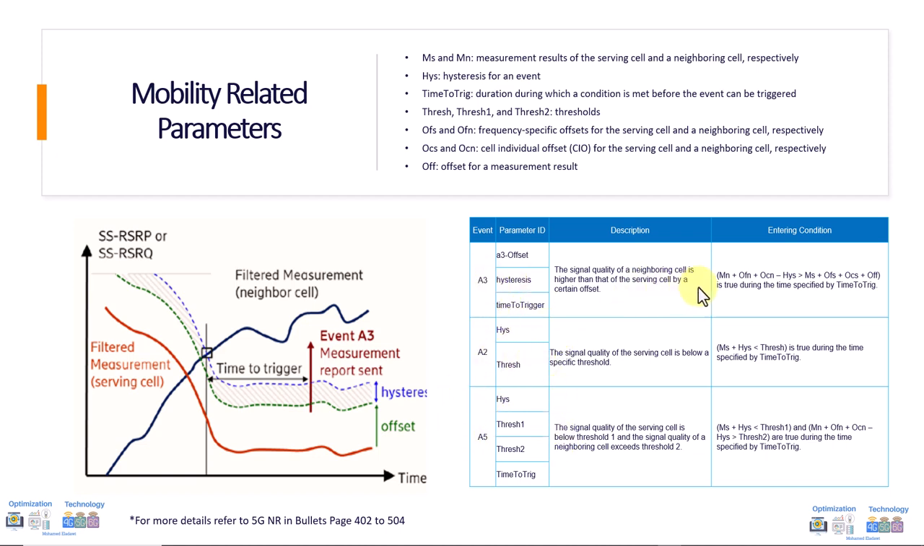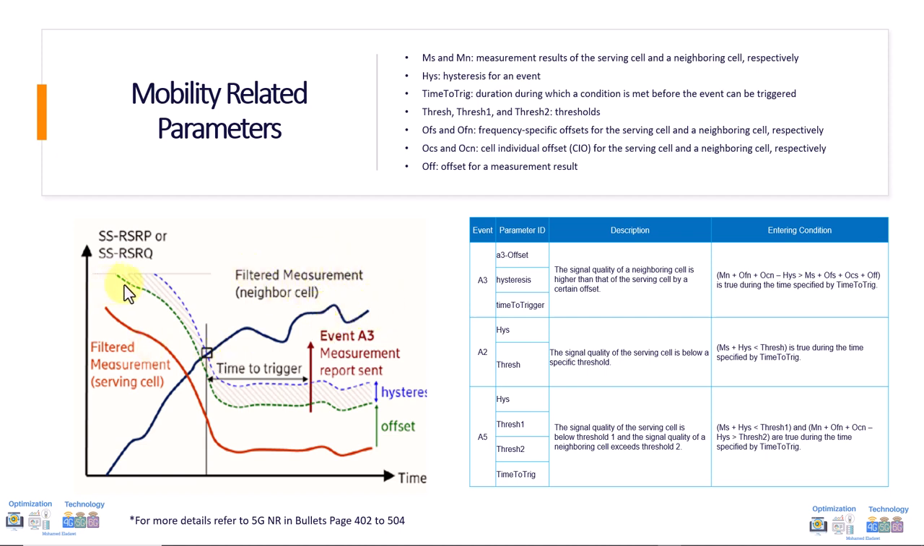So, assuming that you have A3, this is a formula for the entering condition. You have many things like OCN, hysteresis, OFS. For example, you have CIO, cell individual offset, and frequency offset. This also can be added, but usually we tune these three, and others maybe, for example, CIO can be done through some features. So here, these are the three most common parameters. If you look into this figure, it explains when the handover will happen, or when the measurement report will be sent from the UE to the eNodeB.